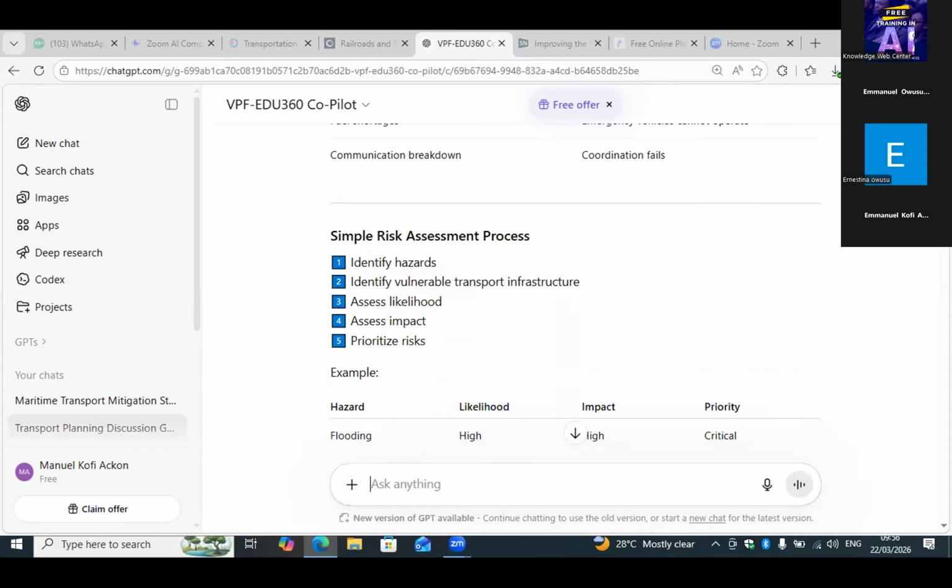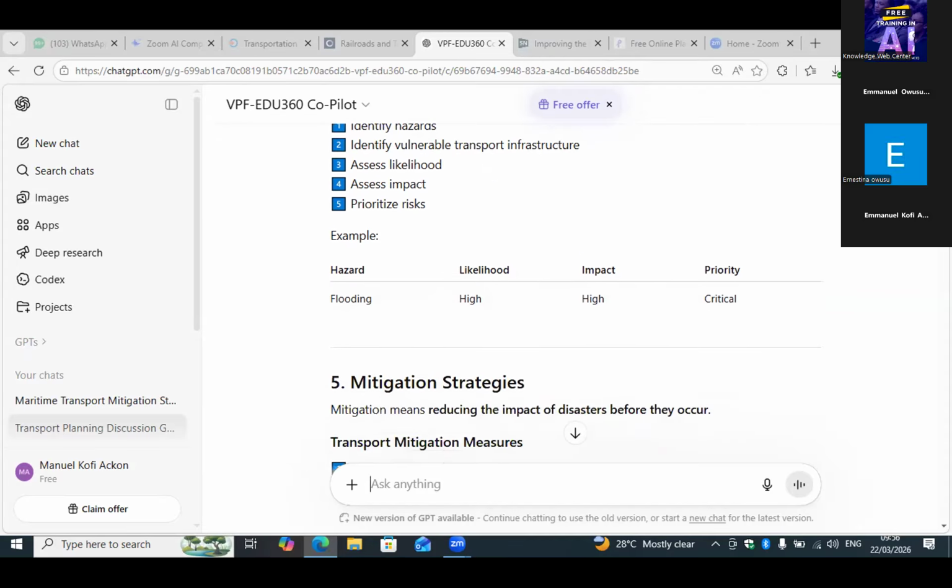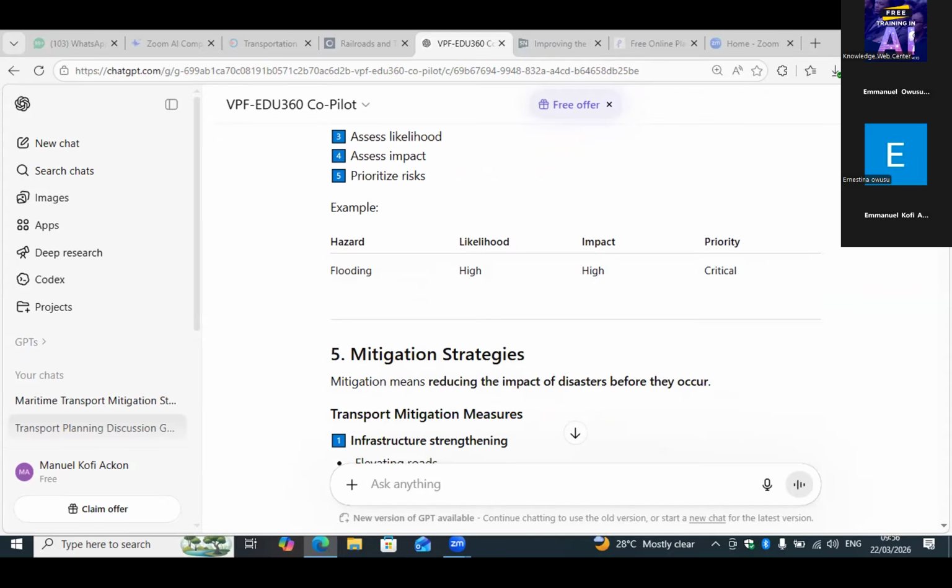Now, in the simple risk assessment process, you should be able to identify these 5 points. 1, identify hazards. 2, identify vulnerable transport infrastructure. 3, assess likelihood. 4, assess the impact. And 5, prioritize risk. A clear example: the hazard is flooding, the likelihood is very high, the impact is very high, and then the priority is critical.